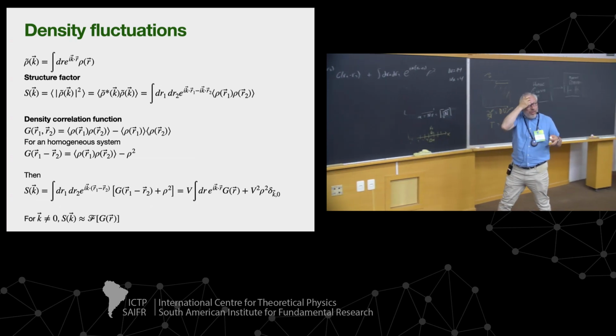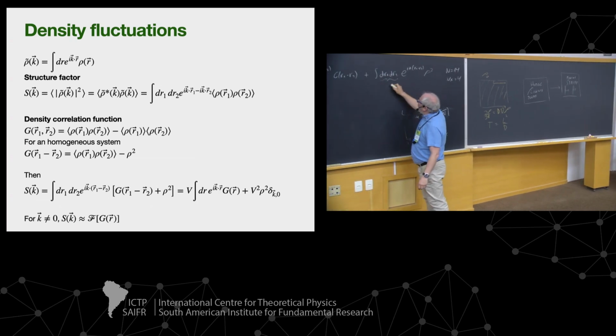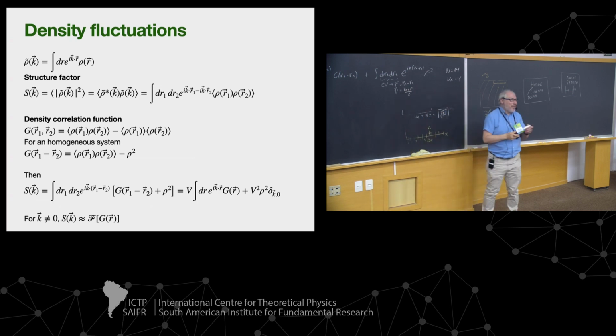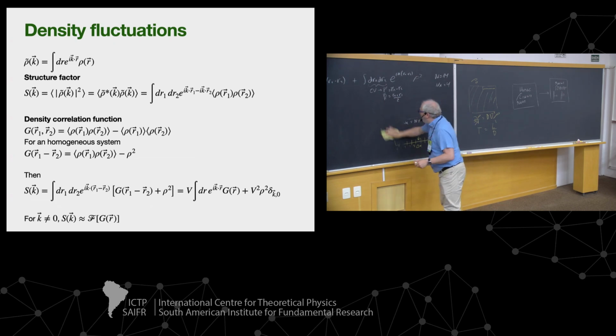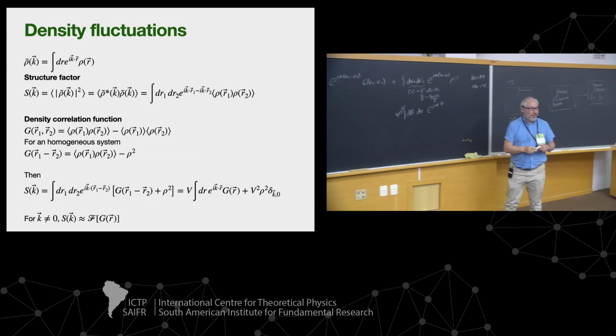Okay, I have to do this integral. So for this integral, I do a change of variable to the relative position and the center of mass. You do it several times in your life. So this part is simply dr, rho square goes out, something like this.